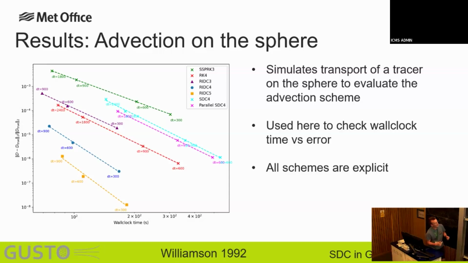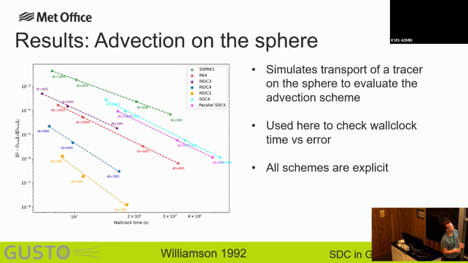Here I've essentially got wall clock time versus normalized L2 error. If you look at Riddick 4 versus, where is RK4? RK4 here, we're comfortably beating it in terms of wall clock time versus error. I've got Riddick 5 as well, which is also doing well, and Riddick 3 versus SSP RK3 is completely beating it.